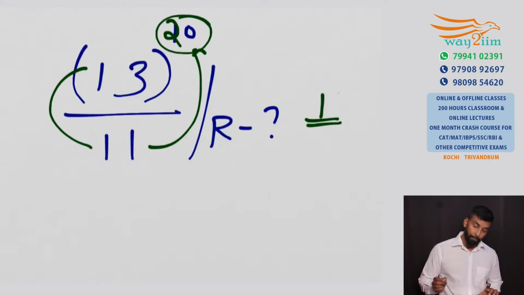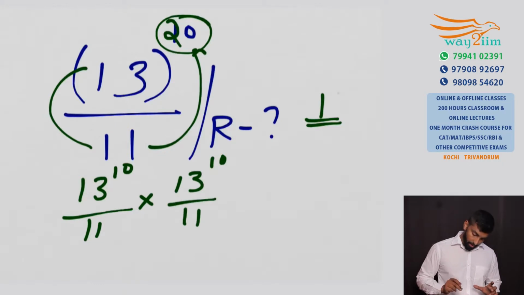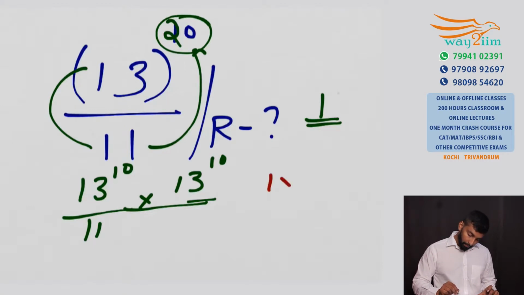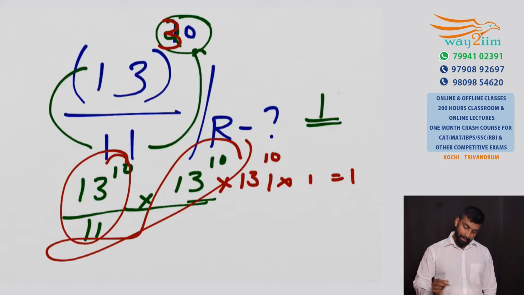What if this was 20? What if 13 raised to 20 divided by 11? I will write it as 13 raised to 10 into 13 raised to 10, divided by 11. I just need a common denominator. Then you can apply the basic remainder theorem, because this will give you 1 and this will give you another 1. So your actual remainder will be the product of individual remainders. Again you get 1. What if this was 30? You will write it as 13 raised to another 10. So here one more 1, you will get answer 1.